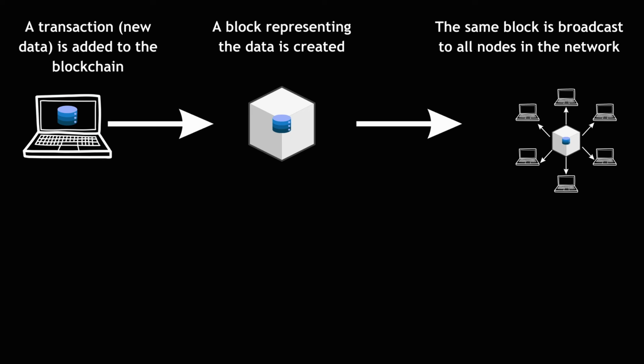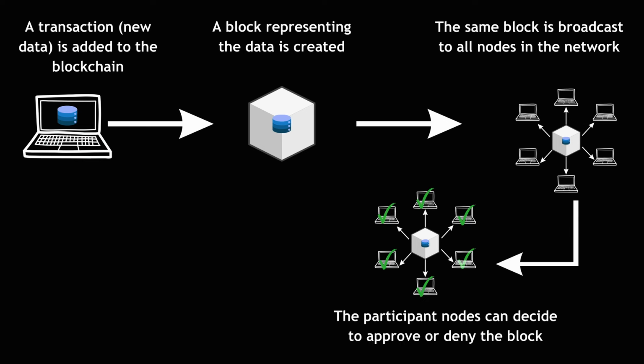So now the network of nodes goes to work. Each node in the system reviews the block and decides whether the transaction is valid or not. This process is known as validation or consensus. Depending on the blockchain system, this could involve methods like proof of work or proof of stake.